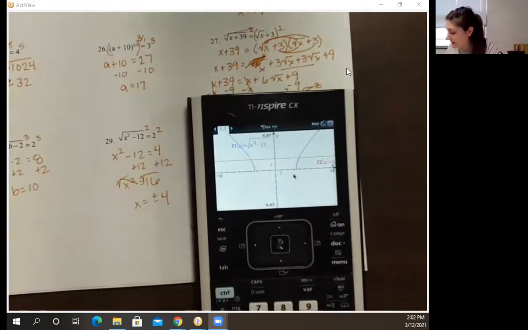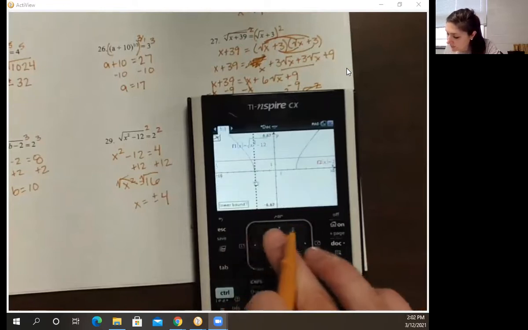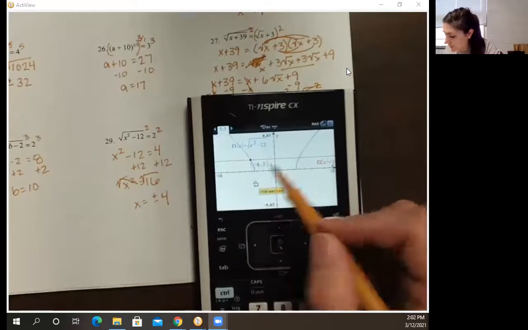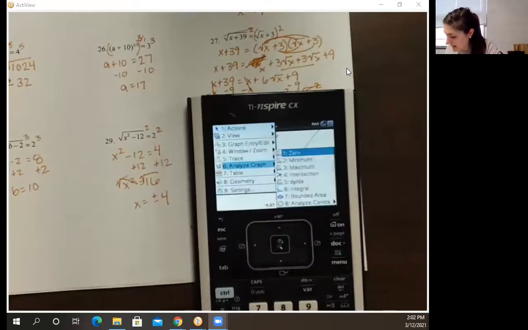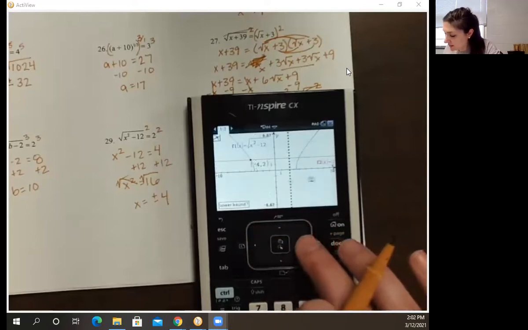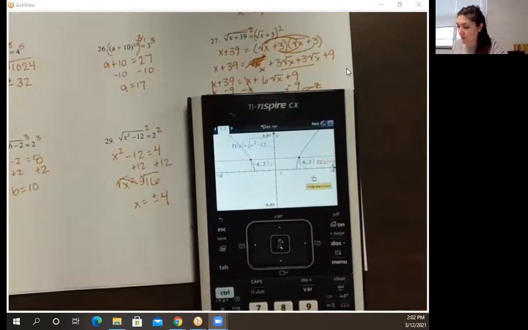And if I want to find their exact location, menu, analyze graph, intersection, I have to find them one at a time, but I can certainly find them. There's negative 4, and then menu, analyze graph, intersection. There's positive 4. So both of those are solutions for it.